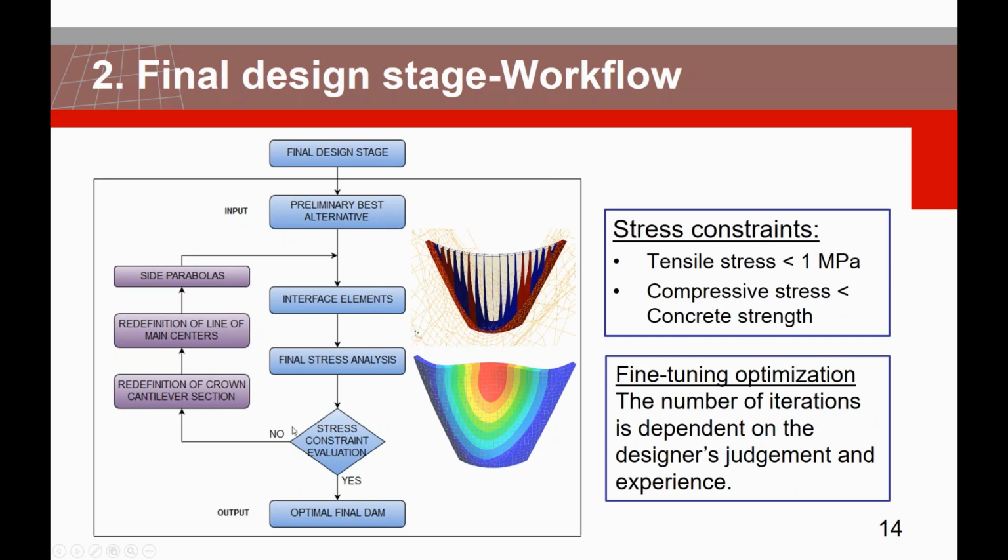And the second is that the compressive stress should be less than the concrete strength we used for the dam. And if these stress constraints are not satisfied, then we can go and redefine the crown cantilever section, the line of main centers, and we can add side parabolas. These steps can be done all together or each one of them. Then again, we're going to generate the new interface elements because we have a new shape, and again run an analysis. And this fine-tuning optimization will take as many iterations as we need until we satisfy the stress constraints.